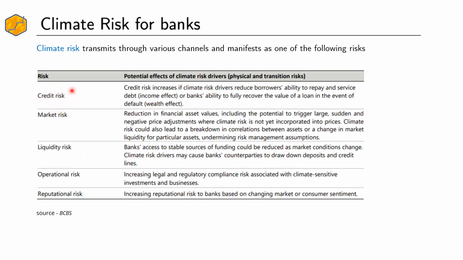So let's talk about credit risk. It says credit risk increases if climate risk drivers reduce borrowers' ability to repay and service debt, which is called income effect, or banks' ability to fully recover the value of a loan in the event of default, wealth effect. Now, can somebody explain to me what is this and this? What's the difference between these two? And there are actually familiar terms which explain these two. What are those terms?